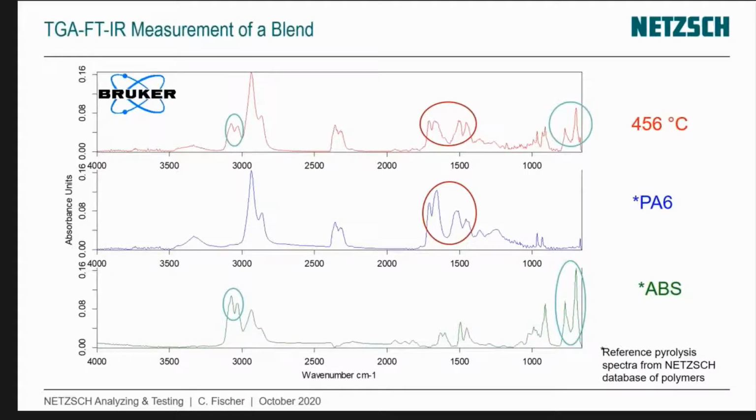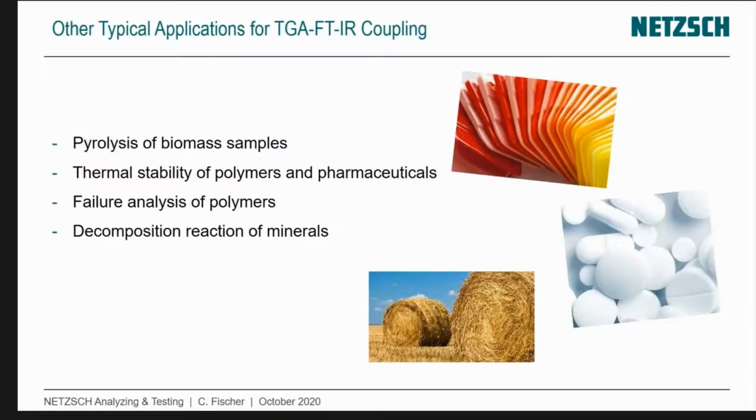As a side remark, it has to be mentioned that this identification over TGA-FT-IR gets a little more difficult if pyrolysis spectra of the single compounds are rather similar. The coupling of thermoanalysis and infrared spectroscopy can also help to solve other problems, such as pyrolysis studies of biomass samples, thermal stabilities of polymers and pharmaceuticals, failure analysis of polymers, decomposition reactions of minerals, and others more.